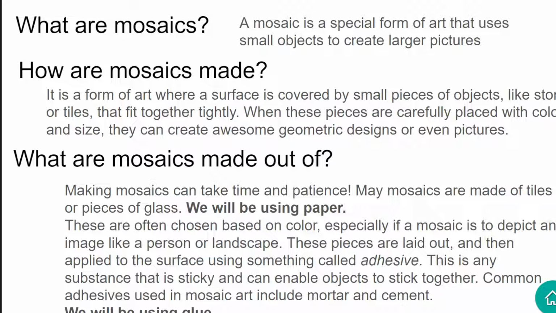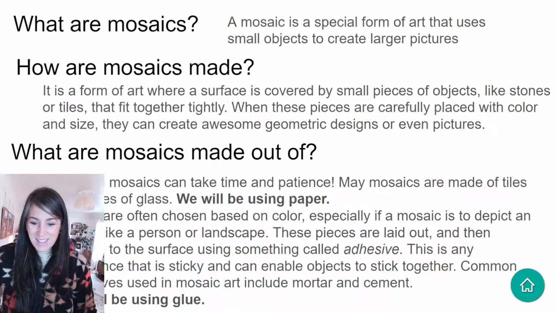So an adhesive, what does that mean? You've maybe heard of adhesive bandage before, adhesive tape. So what does adhesive mean? Well, it's something that is sticky and it's going to help things stick together. So common adhesives for traditional mosaic building would be things like mortar and cement. However, since we're going to be using paper as our medium, can you think of an adhesive that works really good for sticking two pieces of paper together? Oh yeah, you guys, we are going to be using glue. So, be ready for that.